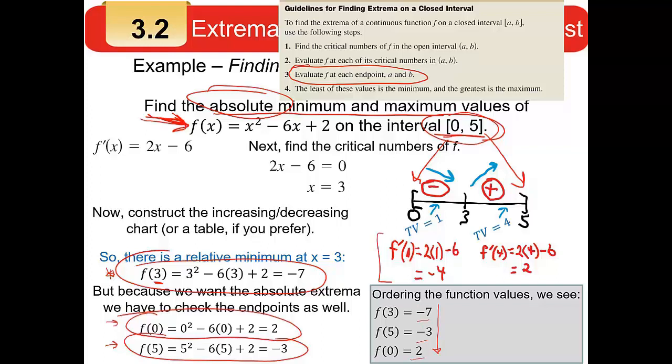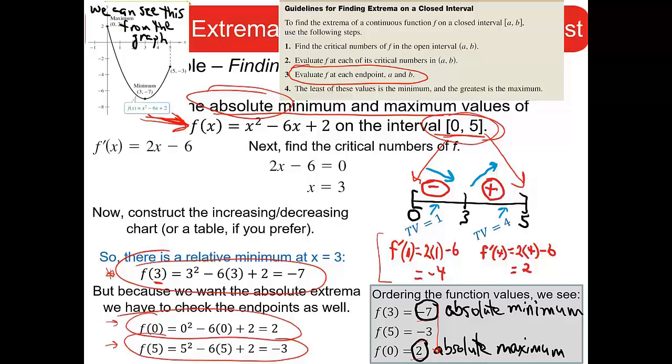And once you do that, the smallest y value is the absolute minimum. The largest y value is the absolute maximum. So the absolute minimum is -7. That's the lowest point on the graph between 0 and 5. And the absolute maximum is 2. That's the highest value on the curve between 0 and 5. There's nothing difficult about this, but it does take practice. You've got to go through this again and again until it becomes second nature.